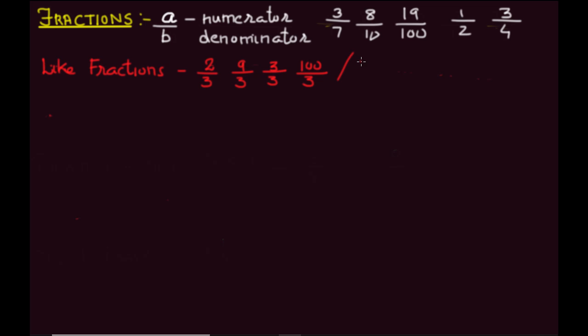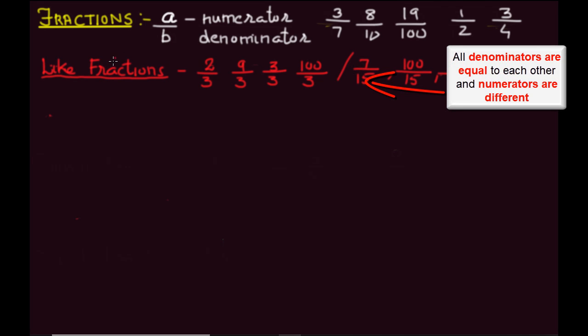For example, 7 by 15, 100 by 15, 21 by 15, 17 by 15. They are all referred to as like fractions for the fact that the denominators are the same while the numerators are different. The other kind of fraction is the unlike fraction. Now, what is the unlike fraction?